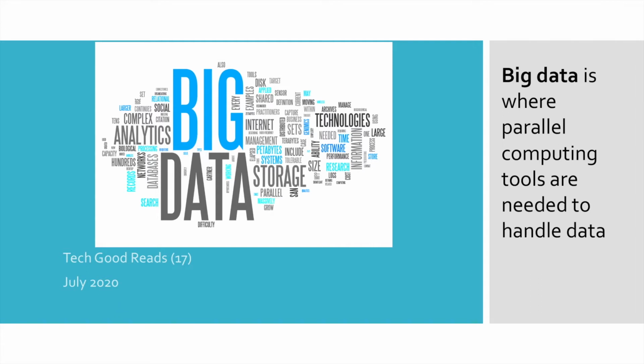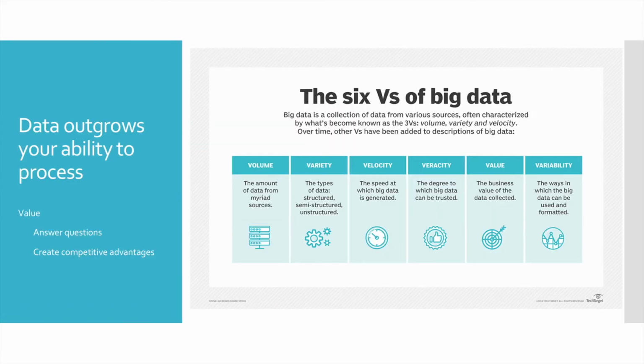Welcome to today's TechGoodReads. Today I will talk about big data. For the concept, big data is where parallel computing tools are needed to handle data. Big data means that the data outgrows your ability to process. Usually we consider several factors: data volume, variety, and velocity. These three are the most common criteria that measure whether data belongs to big data.